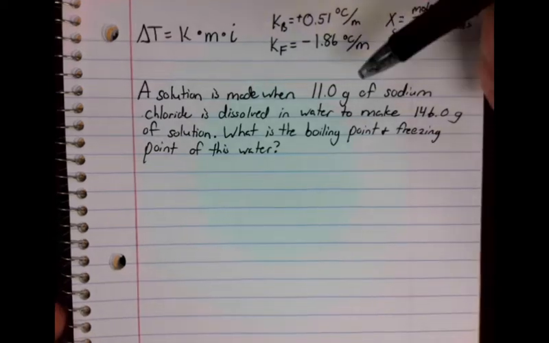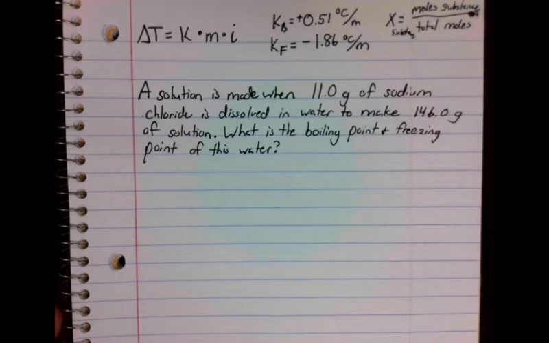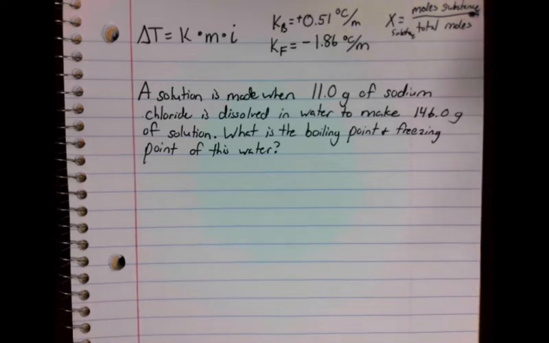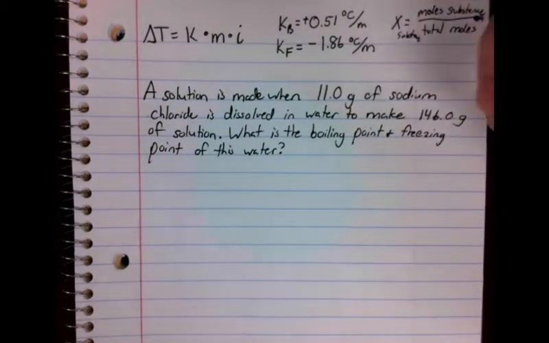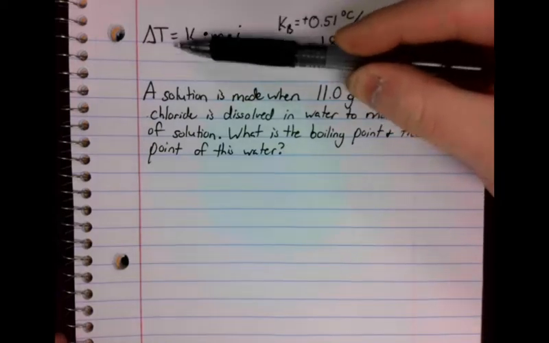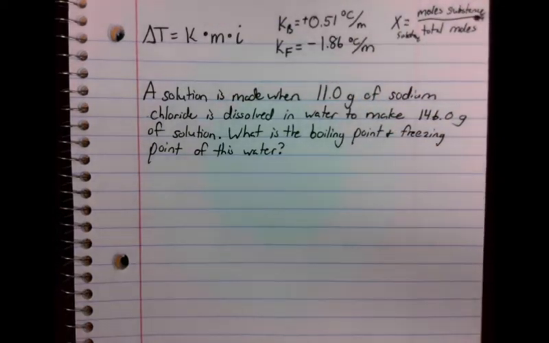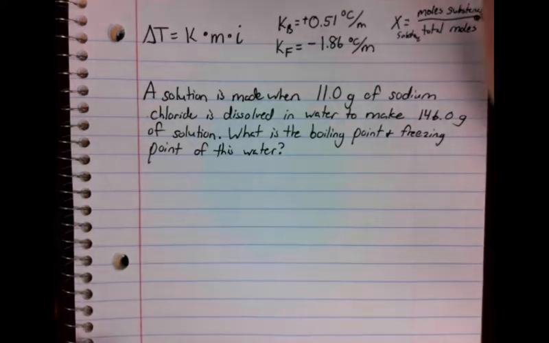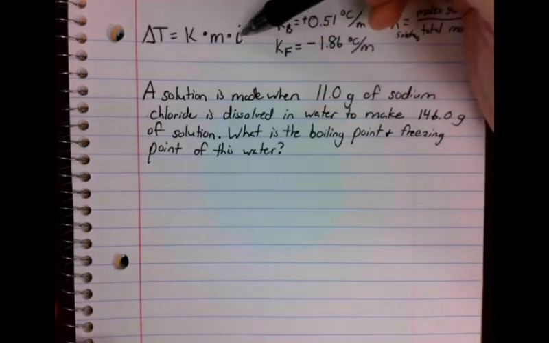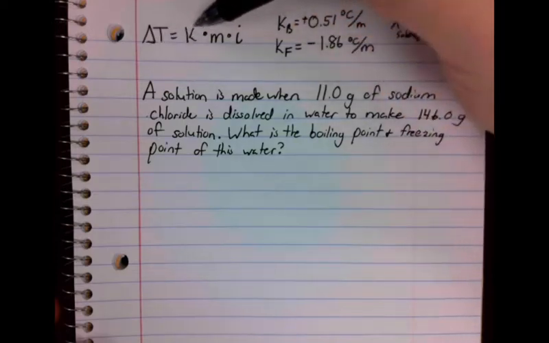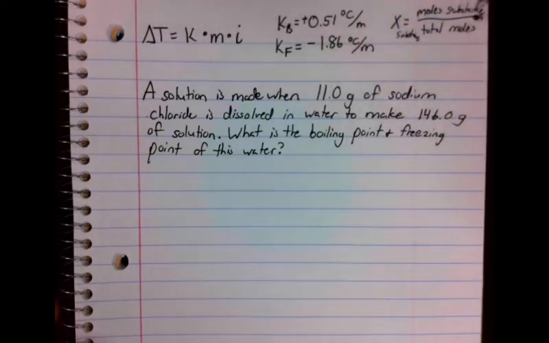We're going to be working out an example problem for boiling point elevation and freezing point depression. I've got a couple of important pieces of information up here. First of all, I have a simplified version of the temperature change equation. The way I usually tried to remember it when I was first learning this stuff was that delta T equals K m i, because I think it kind of rhymes. Delta T equals K m i, K M I.